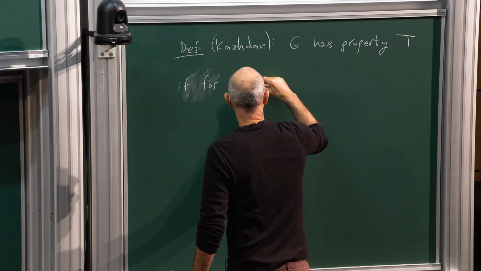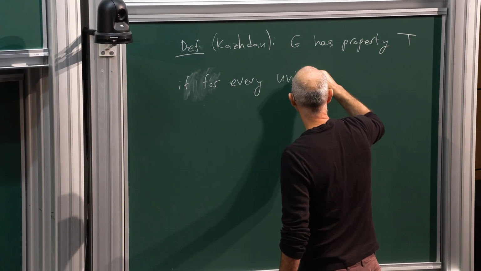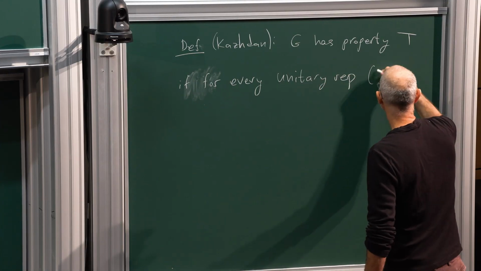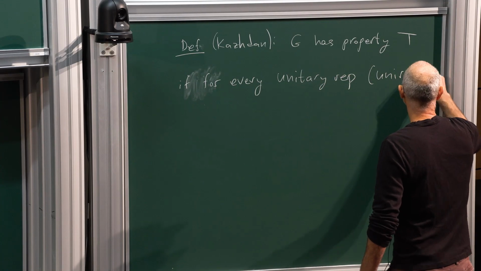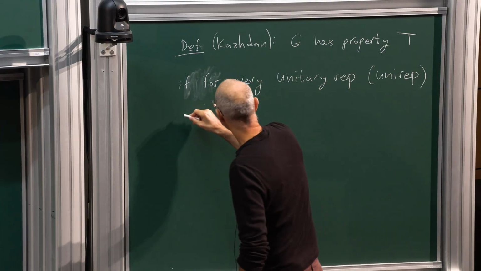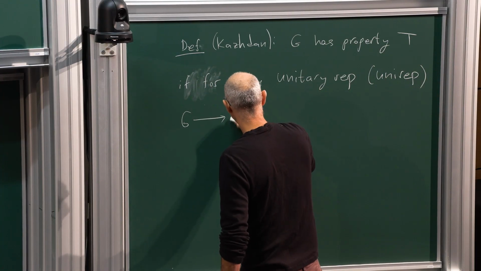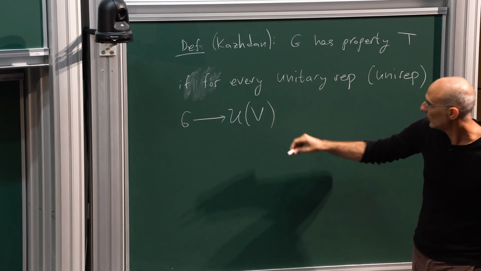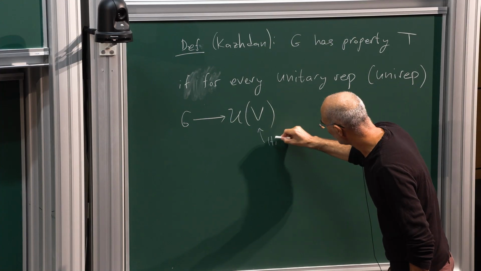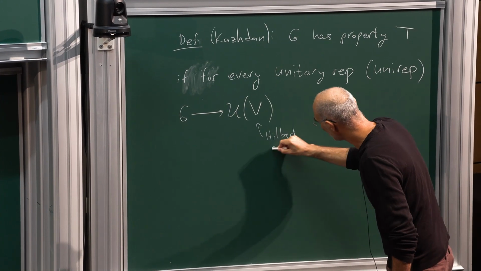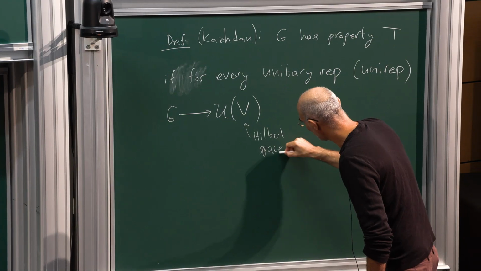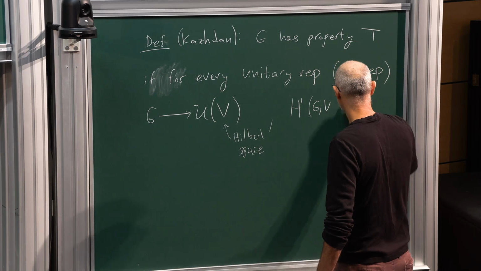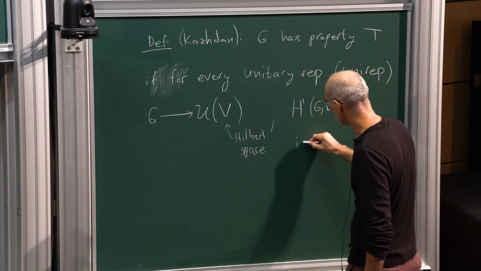Sorry, I should have said this before: every unitary representation, so this is unirep from now on, of G. So V here is a Hilbert space. H1 GV is Hausdorff.